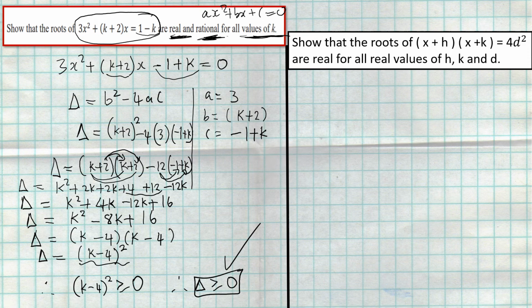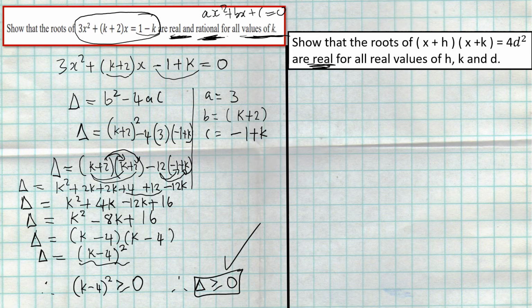Okay, this one says show that the roots of x plus h times x plus k equals 4d squared are real. I just put the same question from a past paper so that you can understand how this goes. You have to show they are real for all values of h, k, and d. So what do you have to do now? You have to show that the roots are real. In other words, you have to show that delta is indeed greater or equal to 0. If you fail to show this at the end, you have not answered the question.